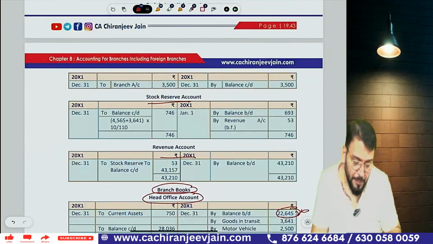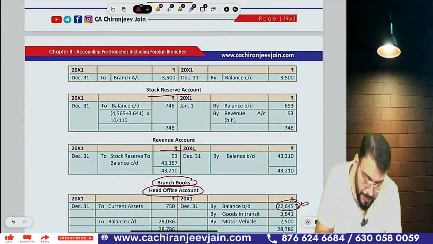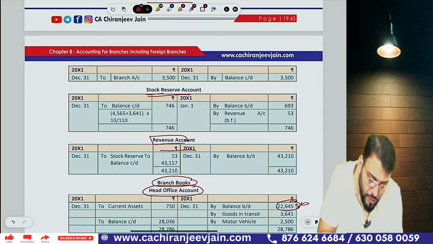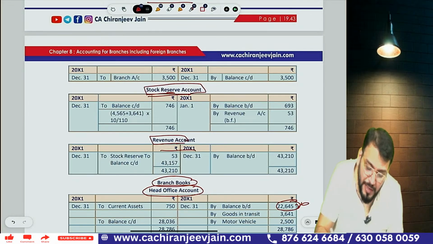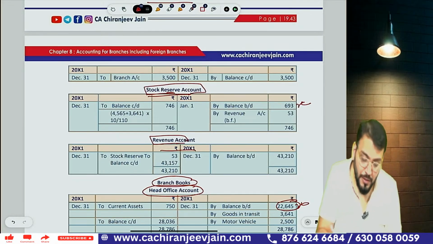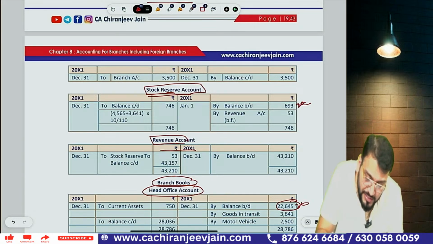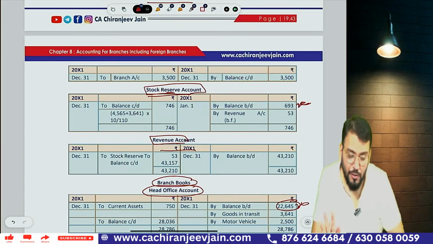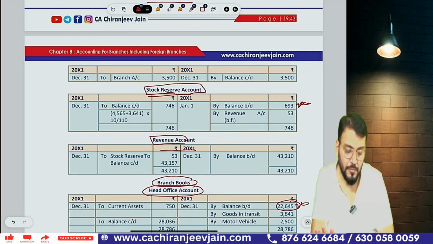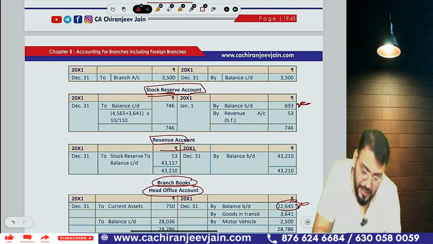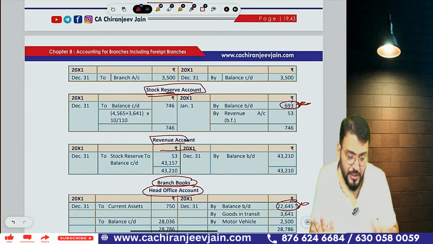So you can see they have prepared one revenue account. Or you can see they have also prepared one stock reserve account. What is the opening balance given? 693. See, they have given 693. Are you able to understand? Correct. So they have written opening balance. I will explain this.